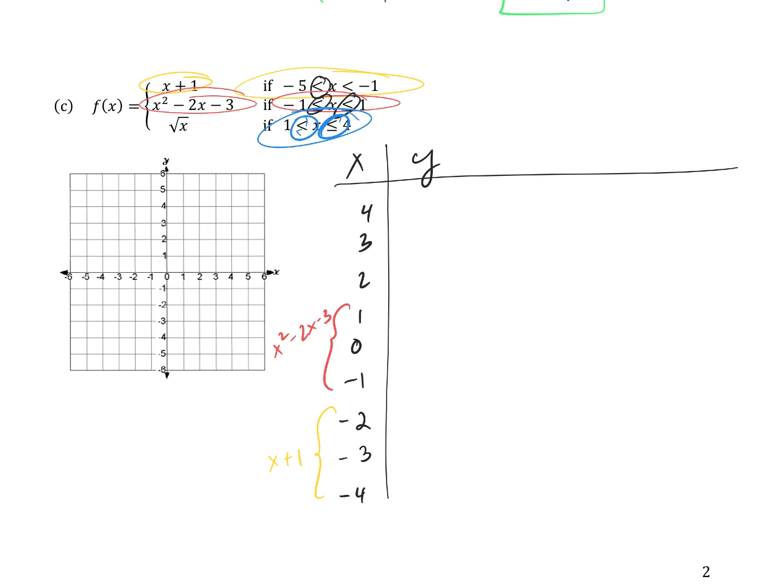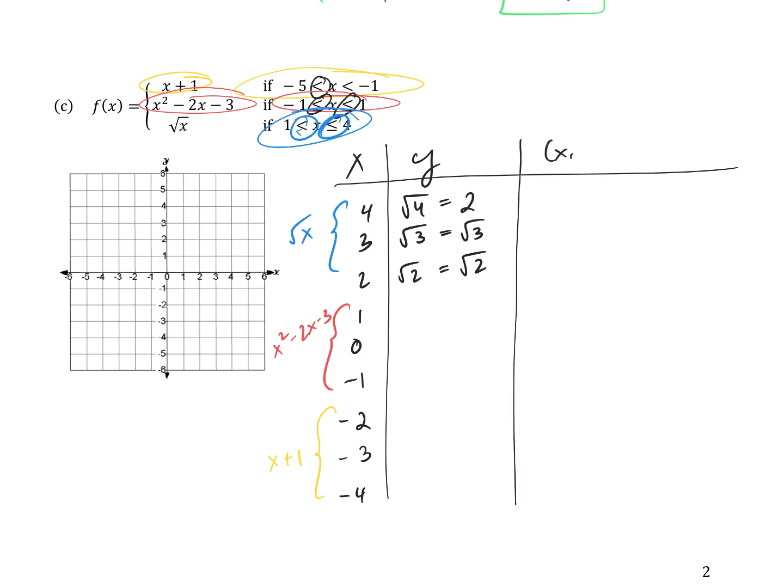And then, that was blue. All right, so again, we have picked the points that are good for each of our graphs here. Let's go ahead and evaluate them. That would be the square root of 4, which is 2. Square root of 3, I can't do anything to that. That's square root of 3. Square root of 2, again, can't really simplify. Let's go ahead and plot our xy points. That'll be the point 4, 2, 3 root 3, and 2 root 2.